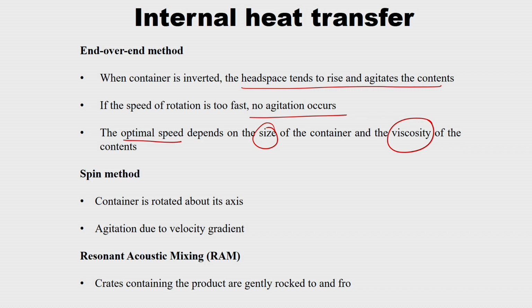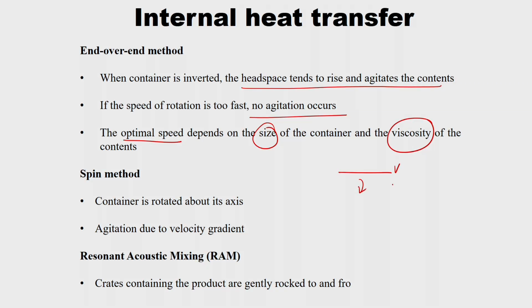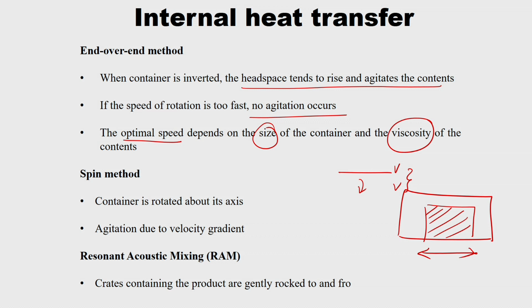The spin method is nothing but this, you might have seen. I just rotate based on the axis. So, when you rotate, your outer axis will have some velocity and the inside food particle will have some other velocity. So, based on the velocity gradient, your agitation happens. And resonant acoustic mixing, we have already seen, this is my retort. So, here I have my crates, right. This goes to and fro like this. So, this is the way the agitation happens, and there is a vertical agitation as well, but that is picking up recently. So, these are all various agitation methods tried in the retort to increase the internal heat transfer.